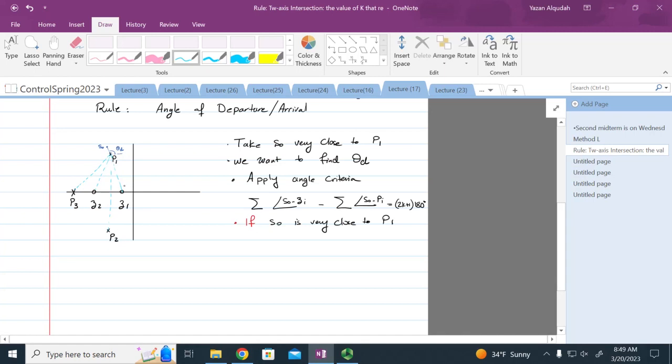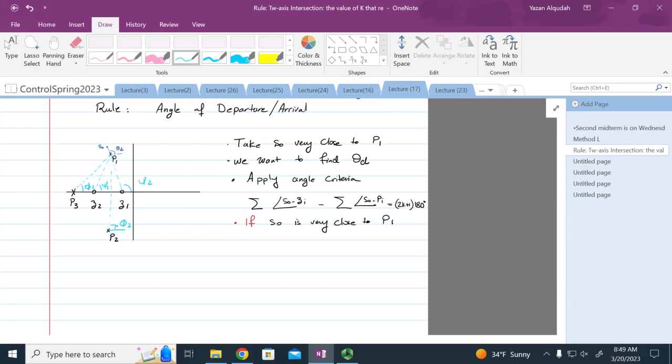I'm going to call this psi 2. I'm going to call this psi 1. I'm going to call this phi 1. And I'm going to call this phi 2. Okay? So to P1, I know all the angles that it makes with the other zeros and poles.